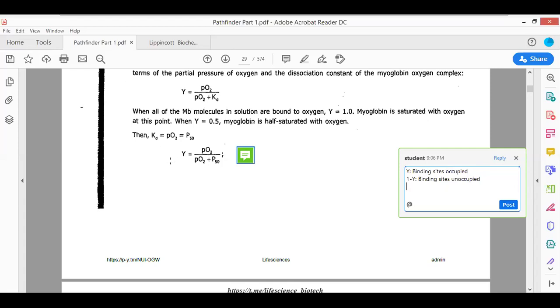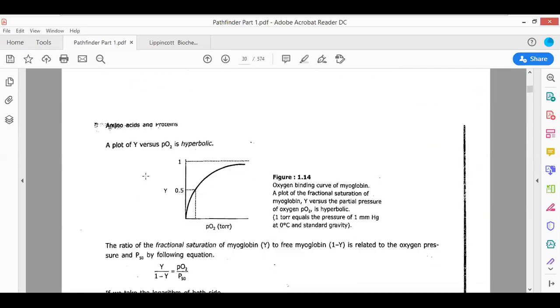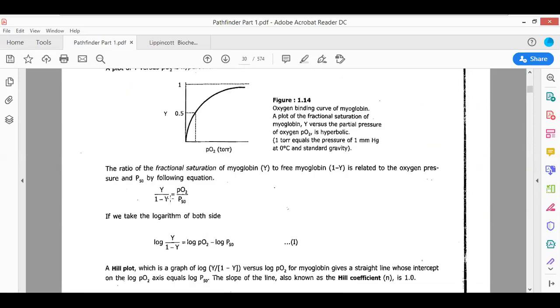Now see this, in Y divided by 1 minus Y, PO2 will get cancelled. All these terms will get cancelled. And here you get another formula, and that formula is Y divided by 1 minus Y equals PO2 divided by P50. Now see, because there is a single myoglobin molecule, there is no exponent of n here. Otherwise there would be n. So there you get this equation.